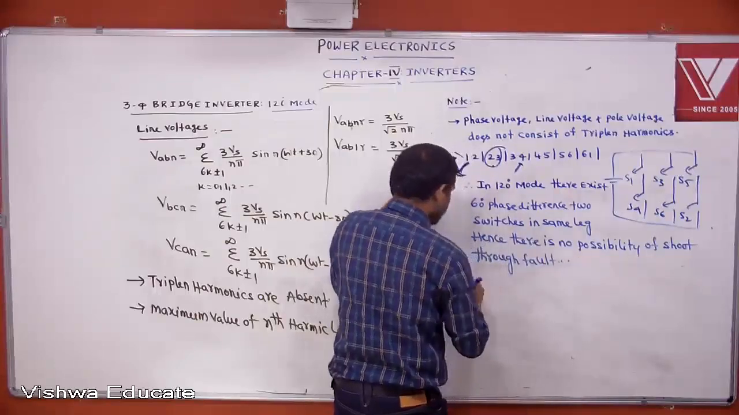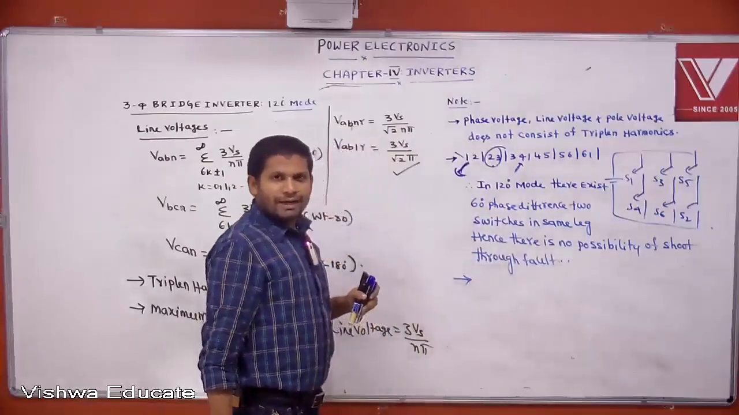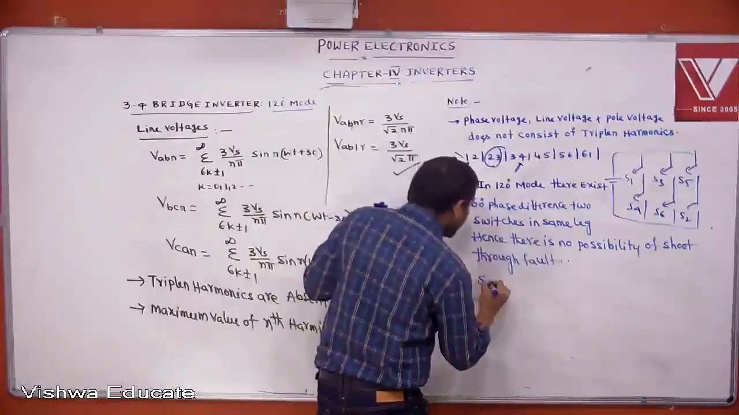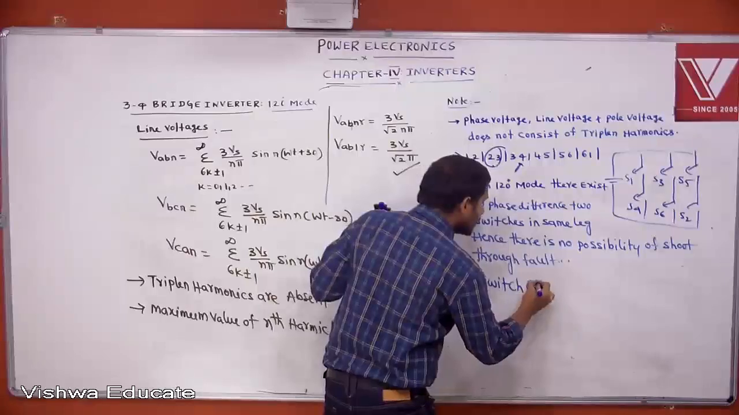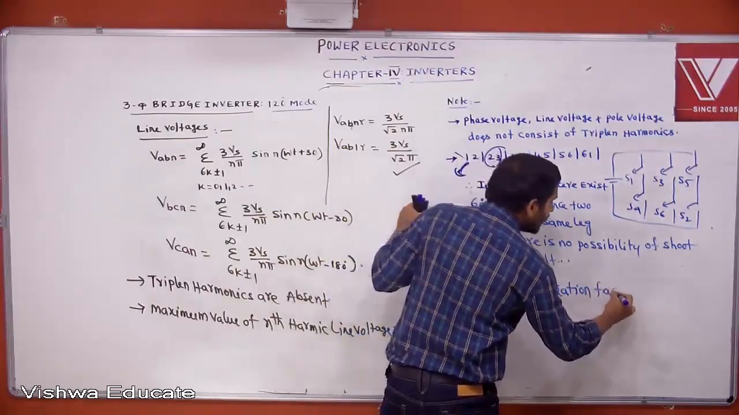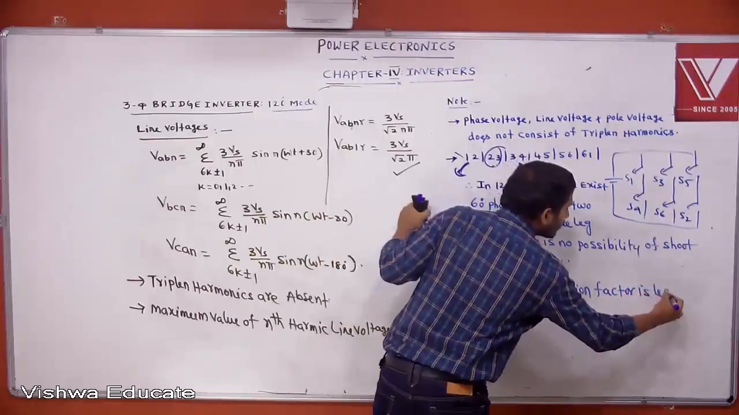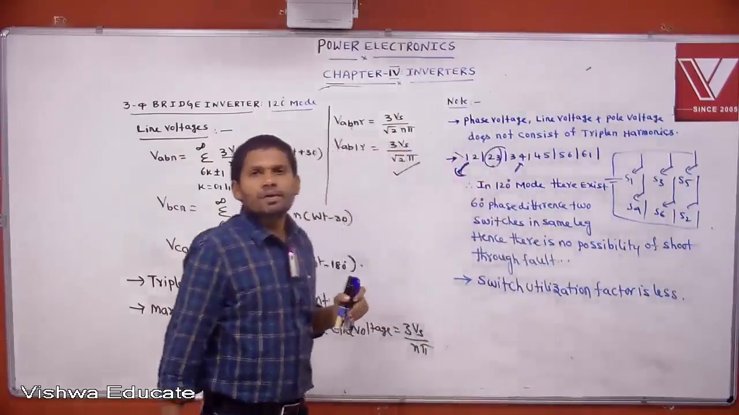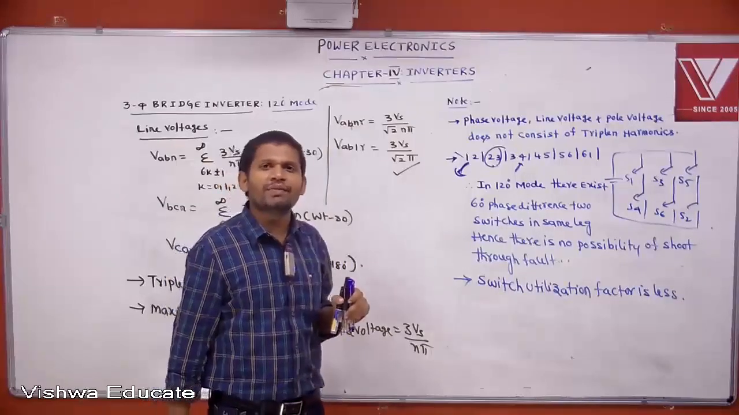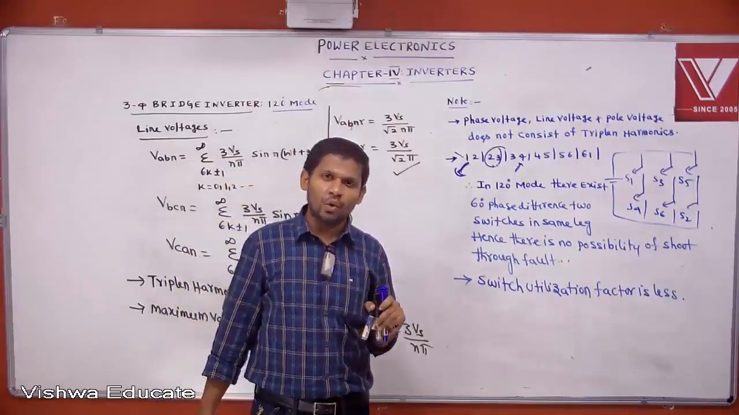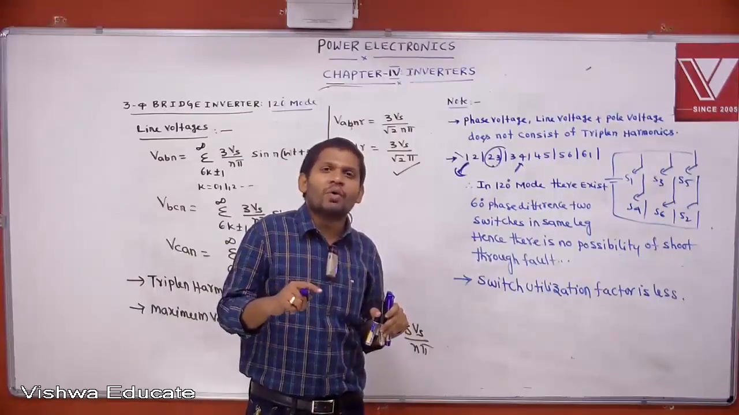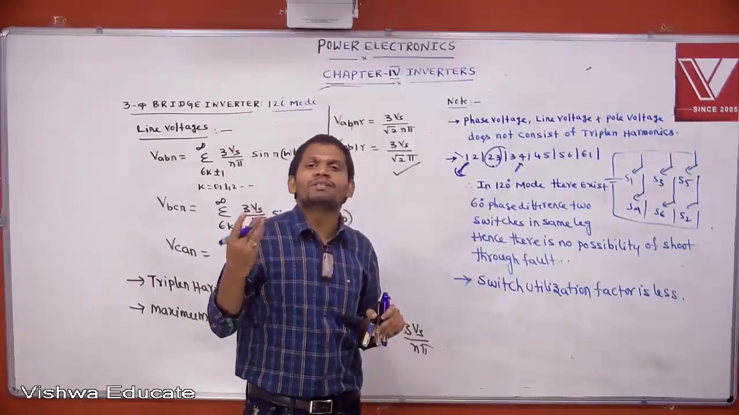Next, tell. At a time, how many switches are conducting? Only 2 switches. That's why switch utilization factor is less. Because at a time only 2 devices are conducting, but in 180-degree mode, at a time 3 devices are conducting, more power is delivered to the load. That's why at a given supply, as compared to 120-degree mode, in 180-degree mode, more power is delivered.